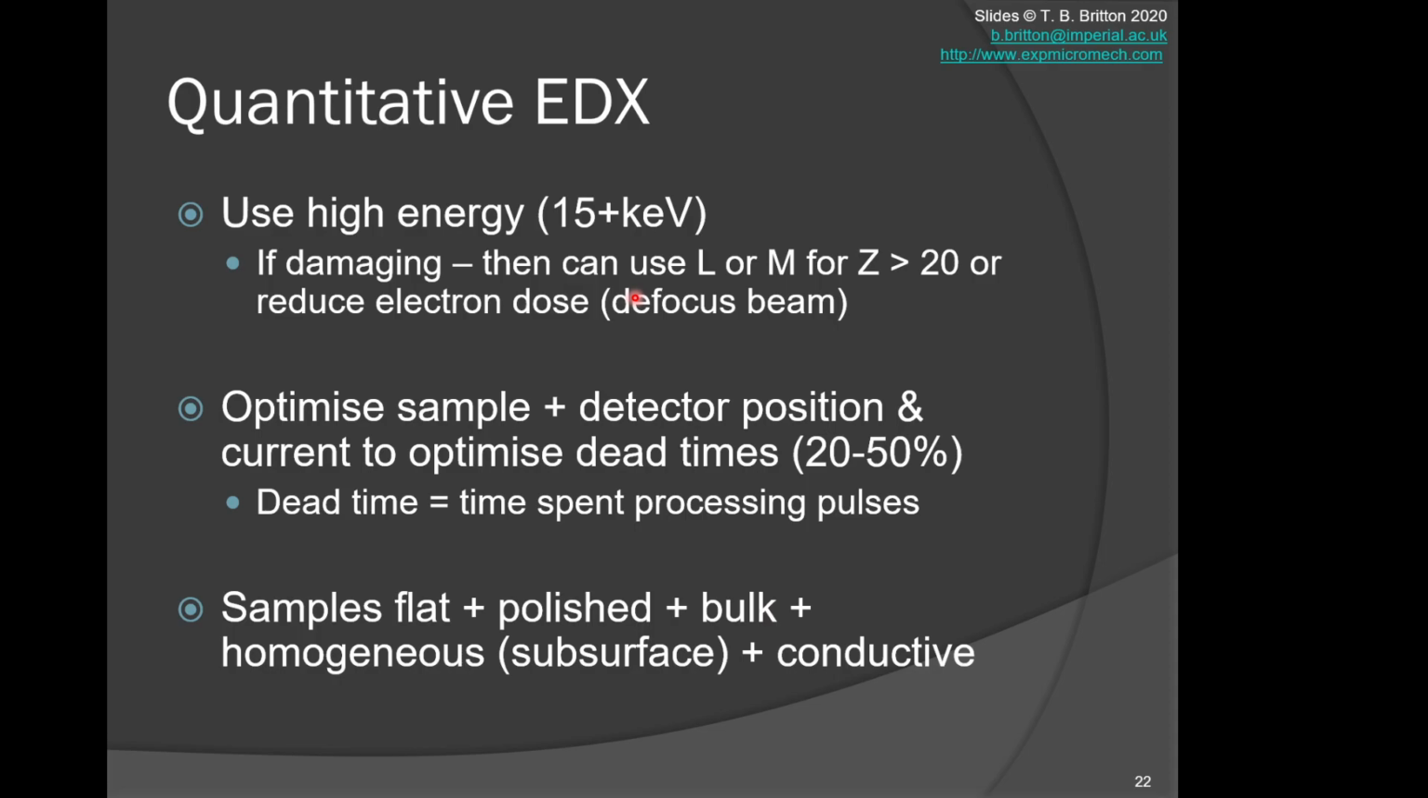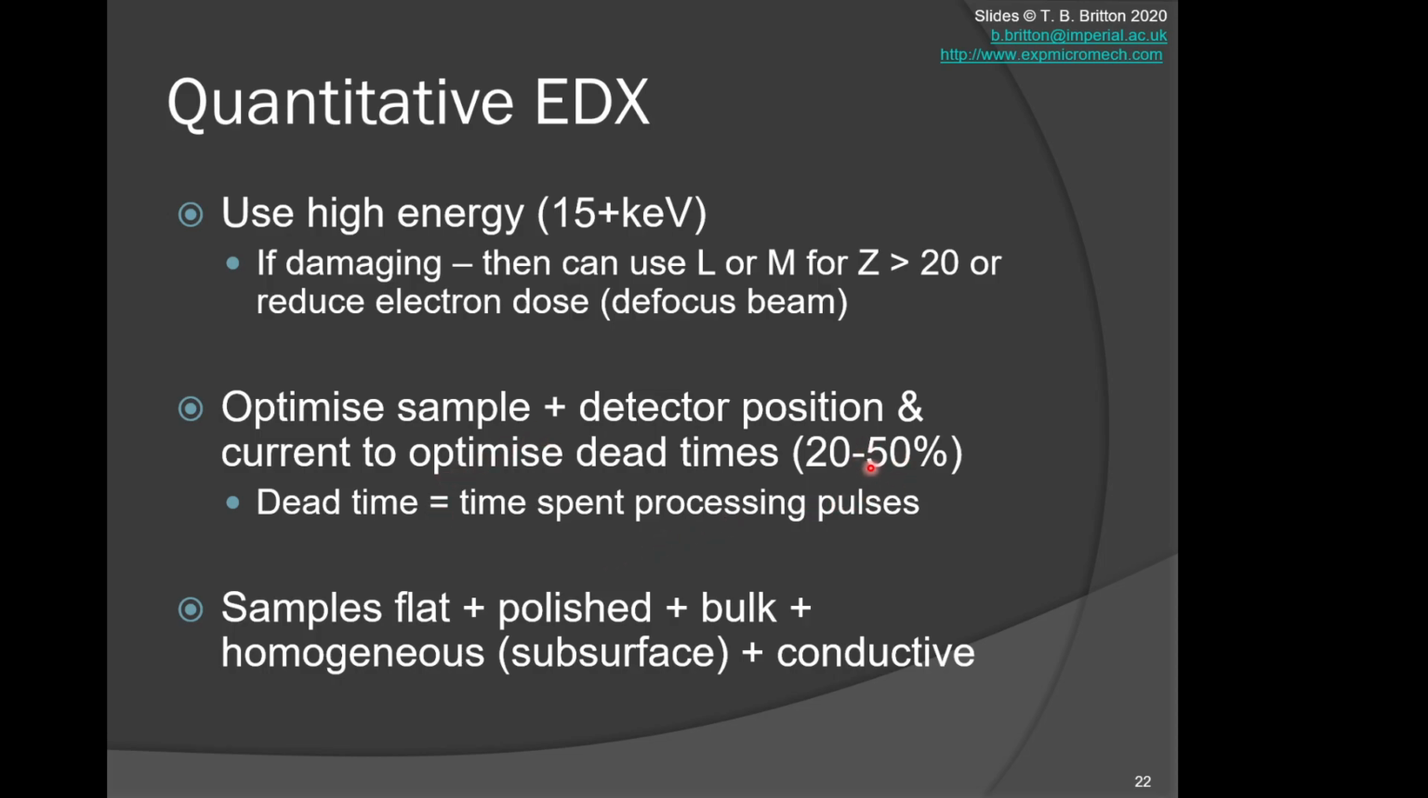To do quantitative EDX, typically you want to use high voltage so you can excite multiple peaks. If that's damaging, you can be careful and use the L or M lines for high Z number materials, or you can reduce the electron dose, and that can be related to a defocusing of the primary beam. You want to optimize the sample plus detector position to optimize the dead time. So the dead time, very simply, is how long does it take to count and process all of those electron-hole pairs. In most detectors, the dead time should be optimized somewhere between 20 and 50%, so it's doing the maths behind the scenes for 20 to 50% of the time, and that will optimize things.